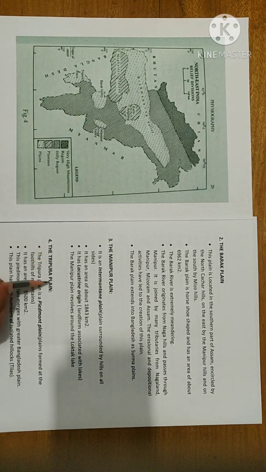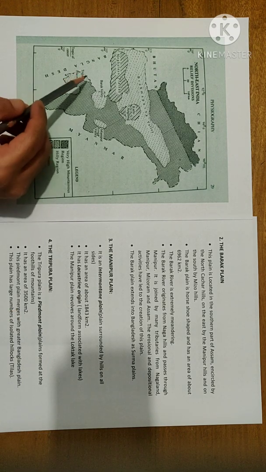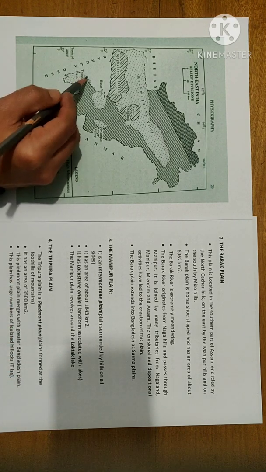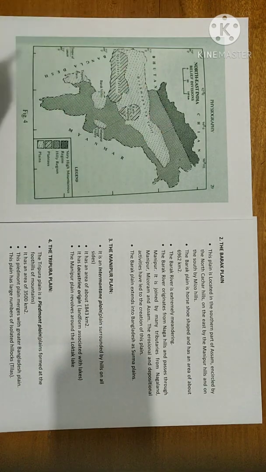And last we have the Tripura Plain. The Tripura Plain is a piedmont plain. A piedmont plain is a plain formed at the foothills of the mountains. Basically, a piedmont plain is a depositional feature. It has an area of 3,500 square kilometers. This piedmont plain merges with the Greater Bangladesh Plain.